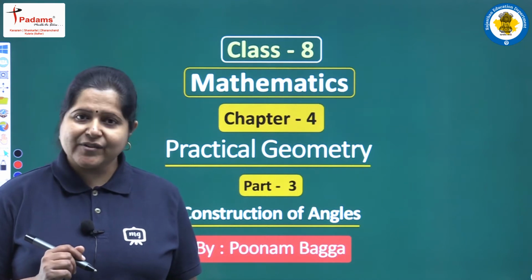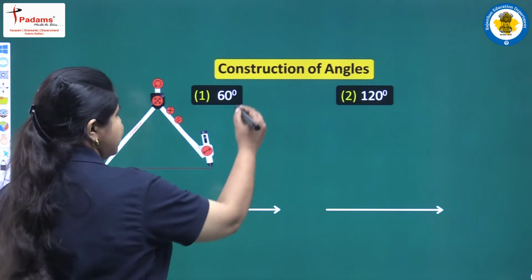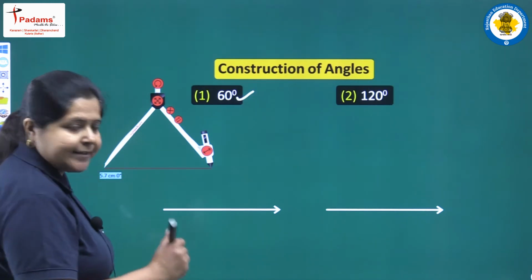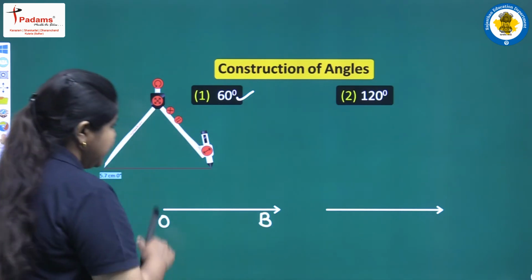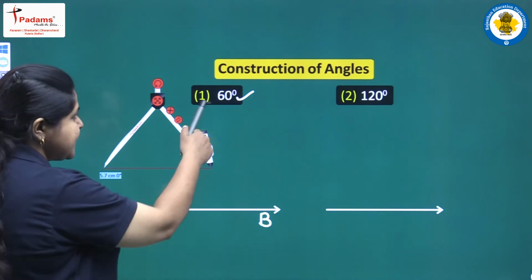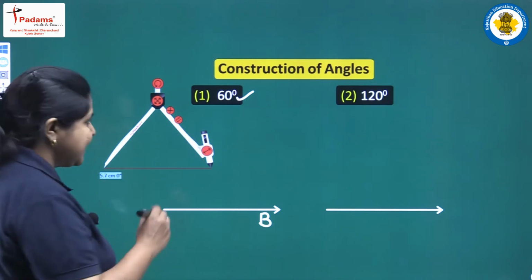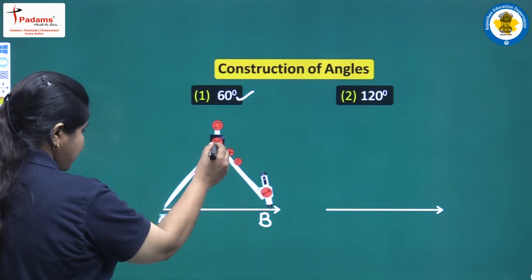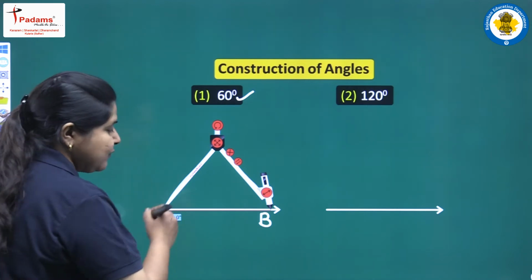Here we will be constructing angles, and the first one we will be taking up is of measure 60 degree. Here we have one ray with us. Let me name it as OB. We will be constructing an angle of 60 degree at this point O with the help of this compass. Let us take this compass, the pointed end at point O. And now with a suitable radius, we will be drawing one arc.